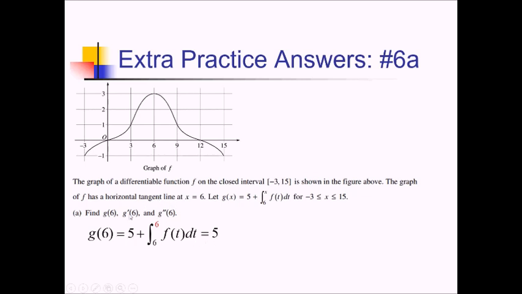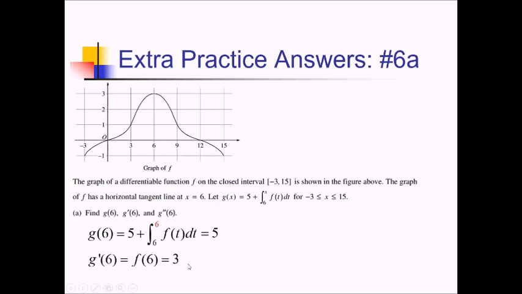Now how about g prime of 6? Well, since g is all this stuff, g prime, this 5 is going to get zeroed out because it's a constant, and the derivative of this integral, since we have a variable in the upper limit of integration, it's just going to be f of x. You're just going to plug that in for your dummy variable using your fundamental theorem of calculus. So that means that g prime of 6 is really just f of 6. And what is f of 6? Well, f of 6 is just the value of the f graph at the x value 6. Looking up here, that's 3.